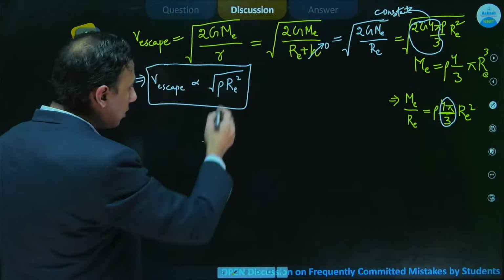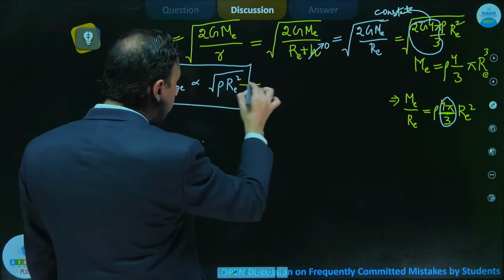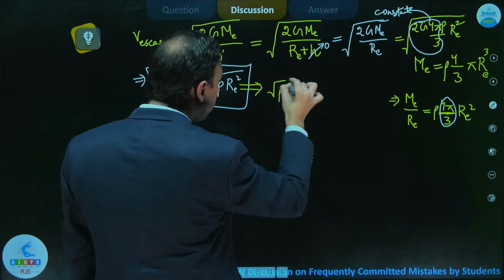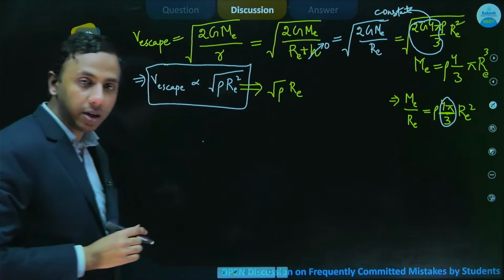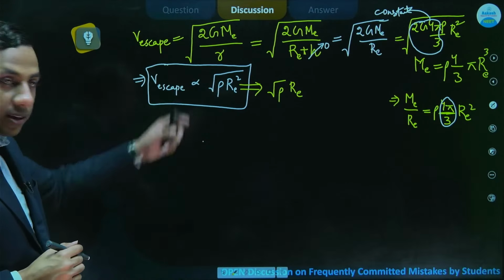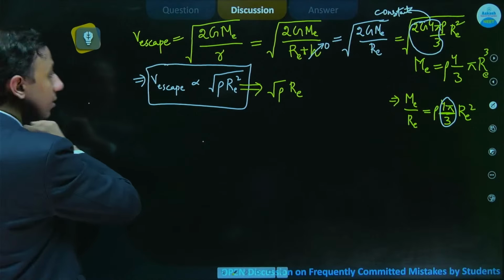Okay, and this if you want, you can simplify it further. That is under root Re square will become under root Re only, right? So this can also be written as under root rho into Re. Okay, or if you want, you can remember it by this also. Anyway, so we're going to be using this expression. That's all.